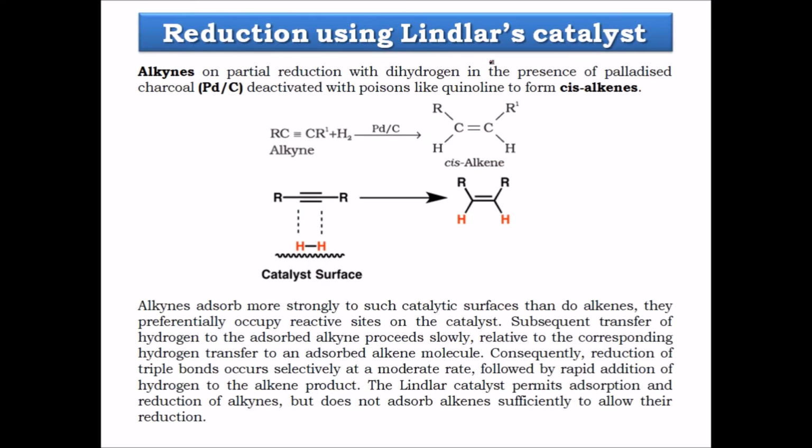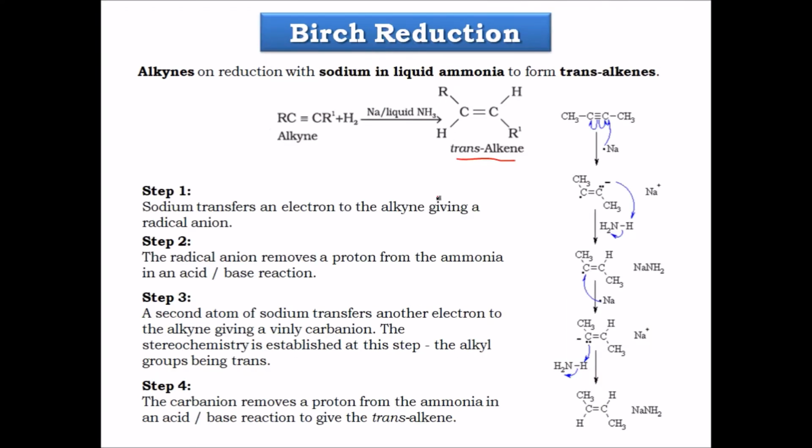And in the case of reduction by using Lindlar's catalyst, you'll get formation of cis-alkene. So what makes the difference now? So that we get two different stereochemical products here. Let's start with Birch reduction first.